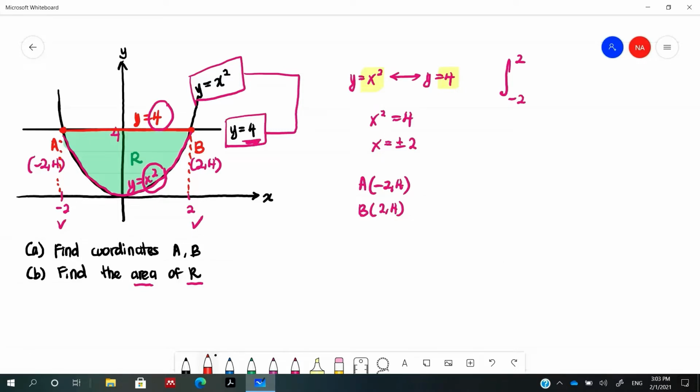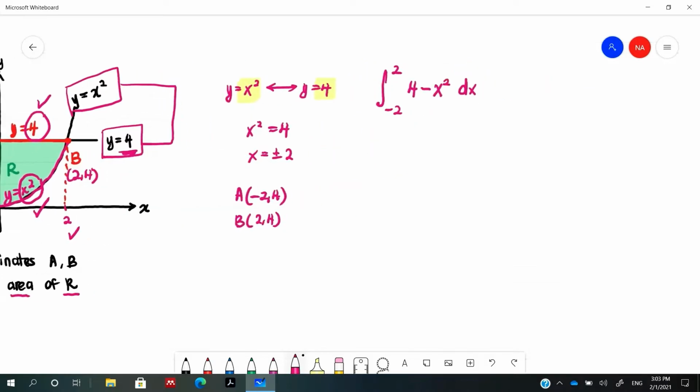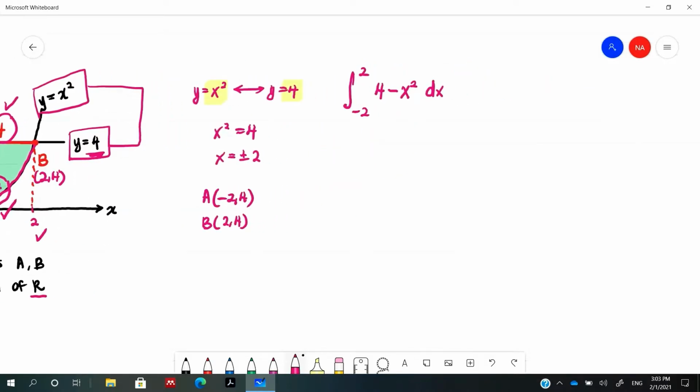Now we substitute the upper function, which is 4, and we subtract the lowermost, which is x squared, with dx because we integrate with respect to x. So we need to find the definite integral. We integrate that to be 4x minus x to the power of 3 over 3, from negative 2 until 2.